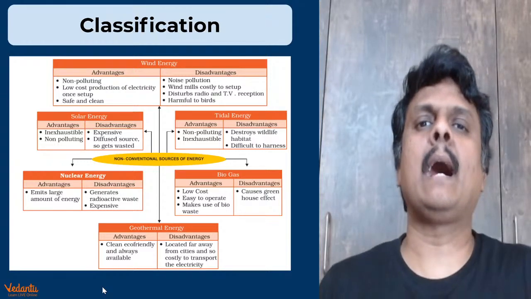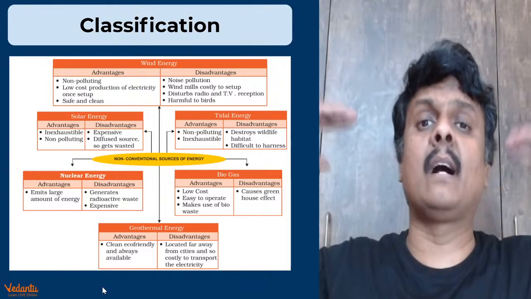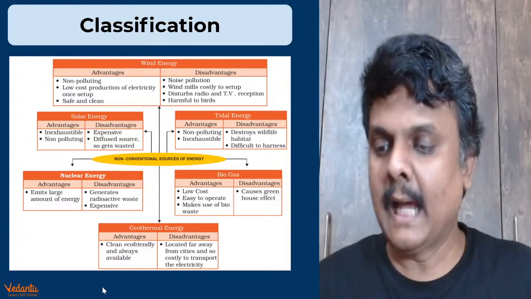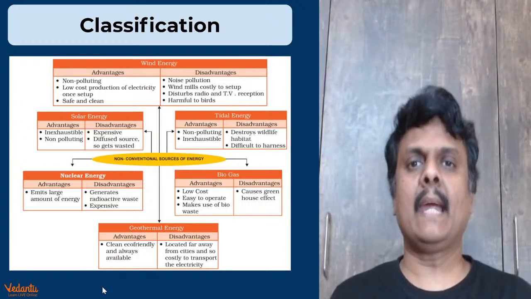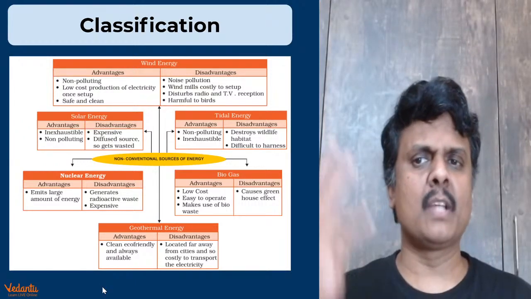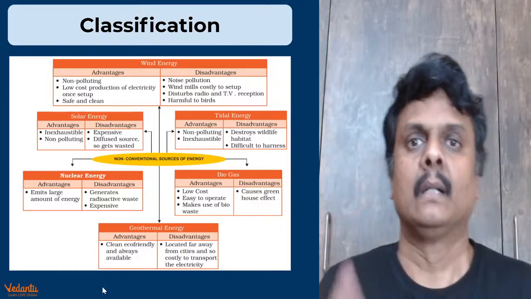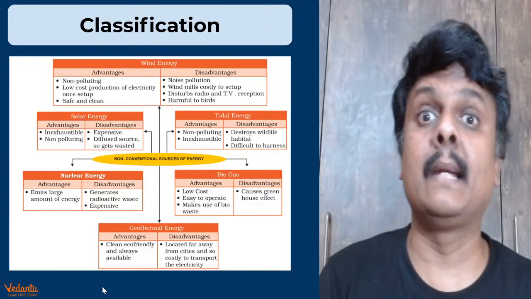Right? So a large amount of carbon dioxide warms the earth's atmosphere, which we call the greenhouse effect. Now, my dear kids, I hope you are able to follow me till this point. What is wind energy, solar energy, tidal energy, nuclear energy, biogas? Now the last one is geothermal energy.